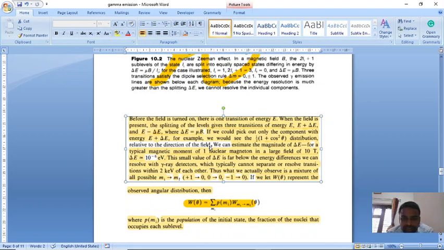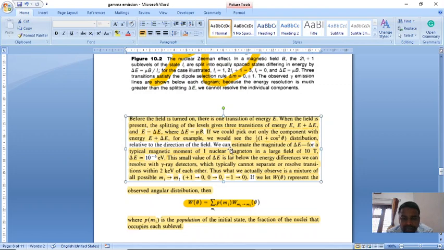We can estimate the magnitude of delta E for a typical magnetic moment of one nuclear magneton in a large field of 10 T. Delta E is approximately 10 power minus 6 eV. This small value of delta E is far below the energy differences we can resolve with gamma ray detectors, which typically cannot separate or resolve transitions within 2 keV of each other.